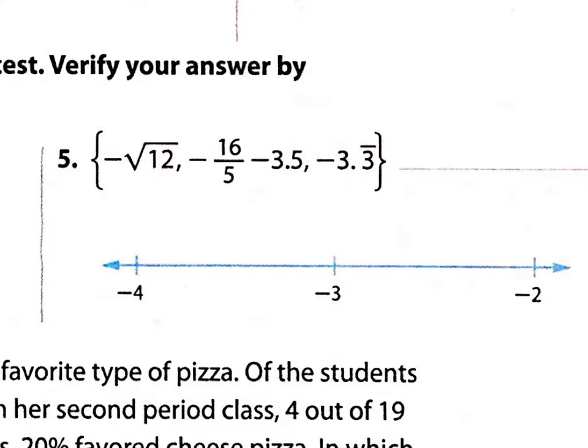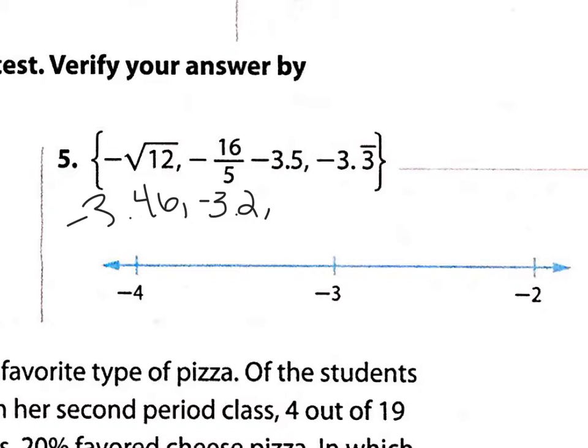So number 5, what's the negative square root of 12? Negative 3.46. And then negative 16 over 5? Negative 3.2. And then these are already decimals, right? Yeah. So now we just got to put them in order.